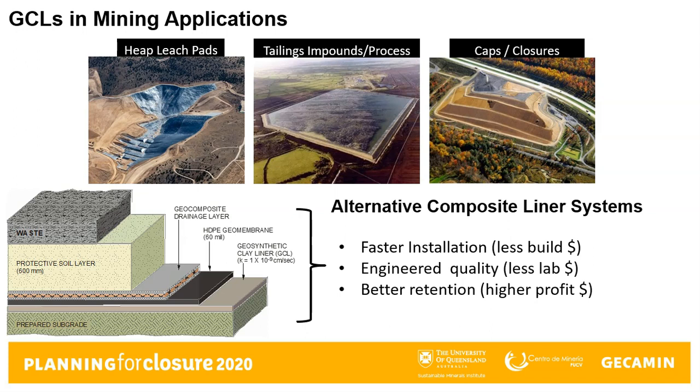This composite lining system is generally comprised of a protective cover soil, a drainage composite layer, a welded polyethylene liner, and a GCL. This system is installed over a prepared subgrade. Alternate composite liners have demonstrated much lower leakage rates than traditional compacted clay designs and can also be much more cost-effective.